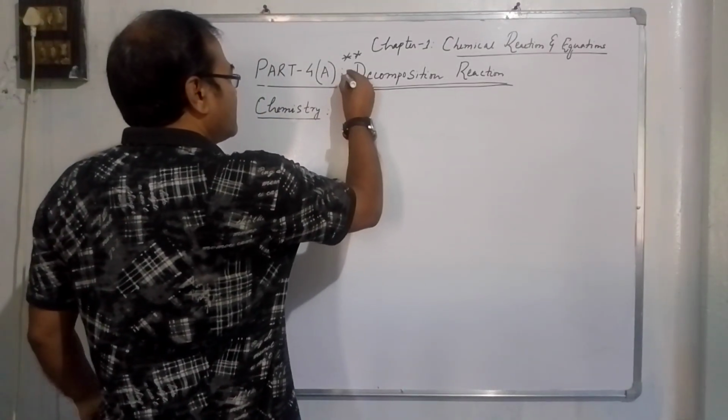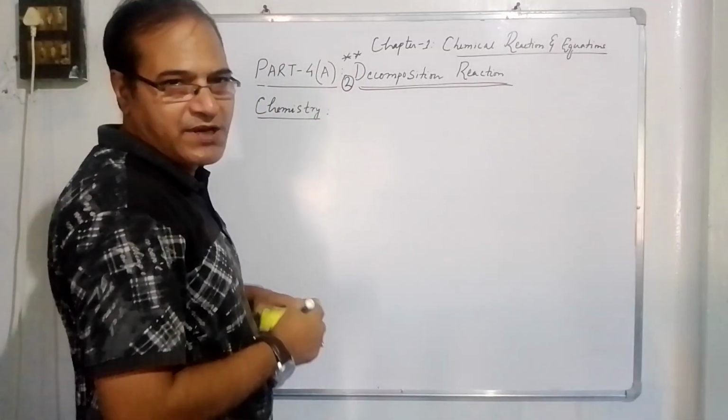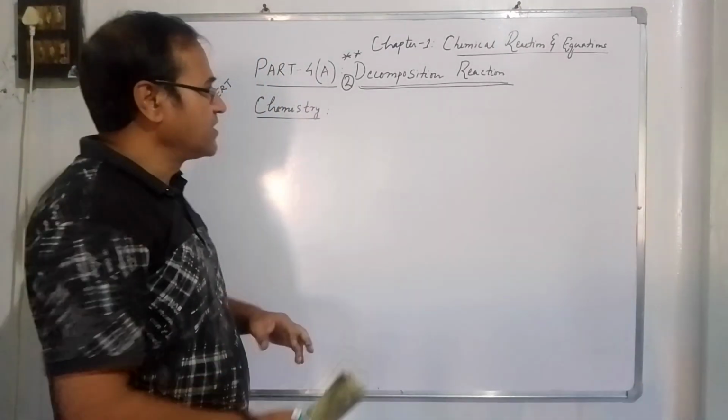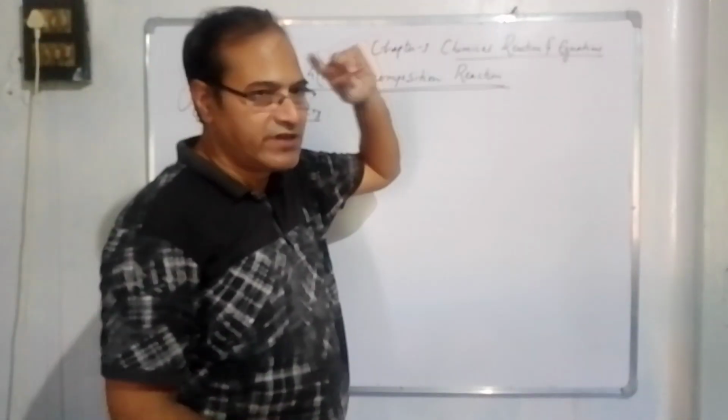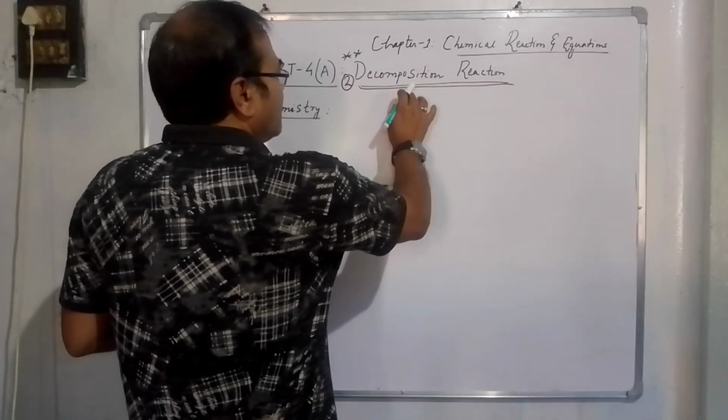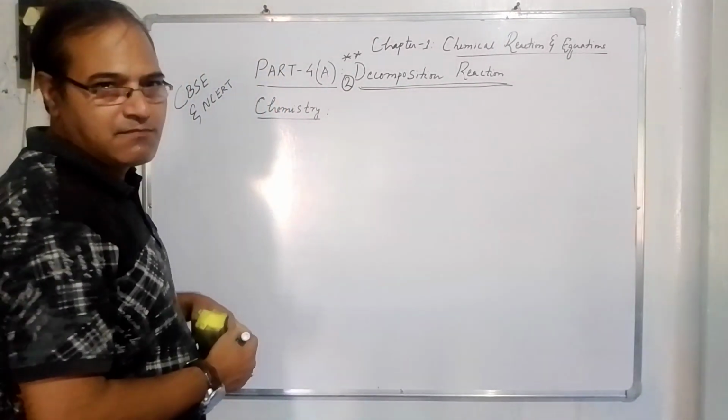First of all, we'll start from part 4A, that is the second type of reaction which we have studied. First was the combination reaction, that was finished. The second part is the decomposition reaction of the same chapter, Chemical Reactions and Chemical Equations. Today we will discuss decomposition in detail.